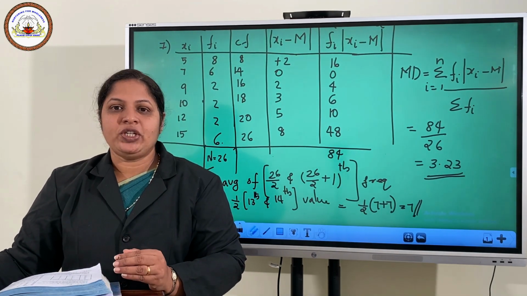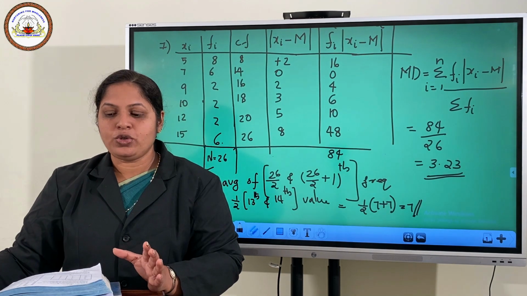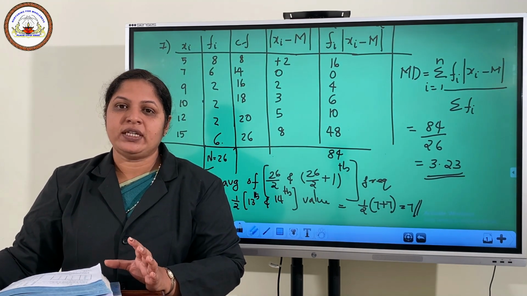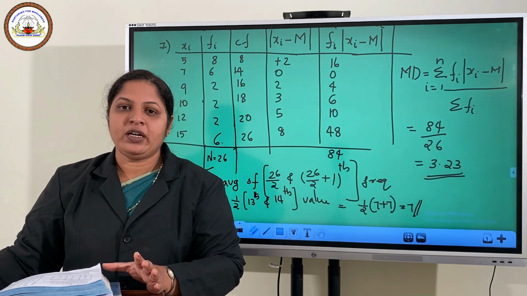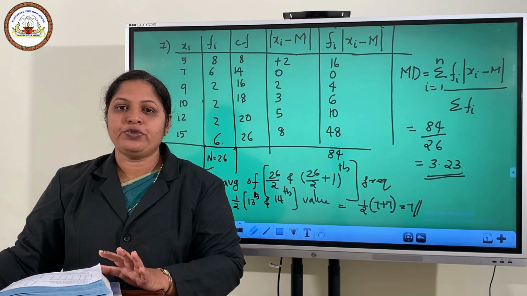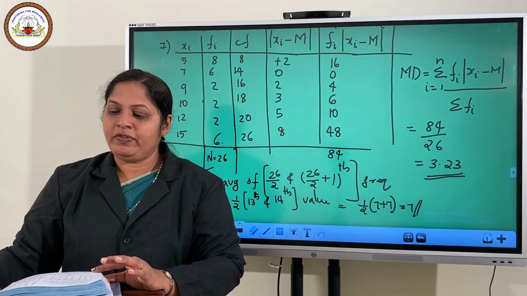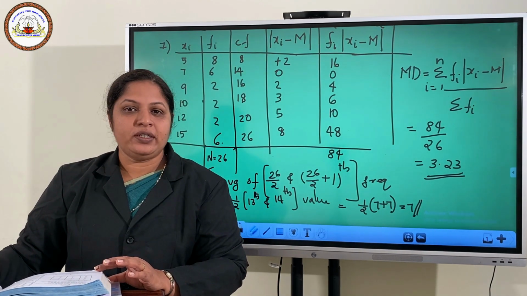In the next session, we will be discussing how to find the mean deviation about mean and median for continuous data, and we will learn a shortcut method on how to find the mean deviation. And with this, we will finish this topic.